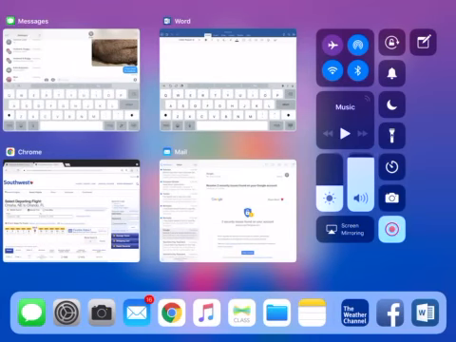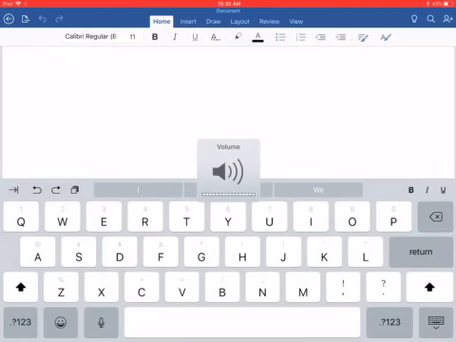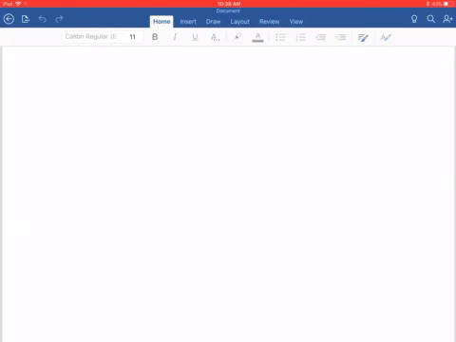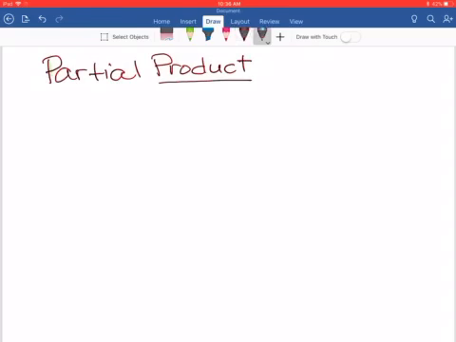All right, friends, let's talk about partial product multiplication. Partial product is the next step towards the algorithm, and that is truly its name. Partial, because you're not doing the entire algorithm. Product, because it is a multiplication problem, and the product is the answer to a multiplication problem.